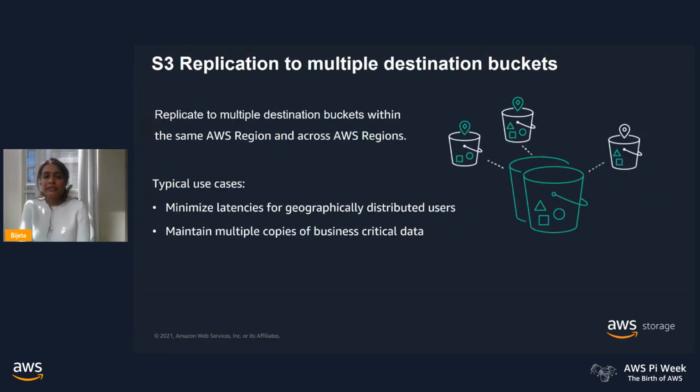Let's change topics. Recently, we launched a new feature where now you can replicate from a single source bucket to multiple destination buckets in the same or different AWS regions. You can monitor the replication progress for each of these destinations and choose to enable S3 RTC for one or more region pairs. This ability to replicate to multiple destinations is really unique in the industry, and it's great for customers that have geographically distributed users and want to minimize latencies for data access.